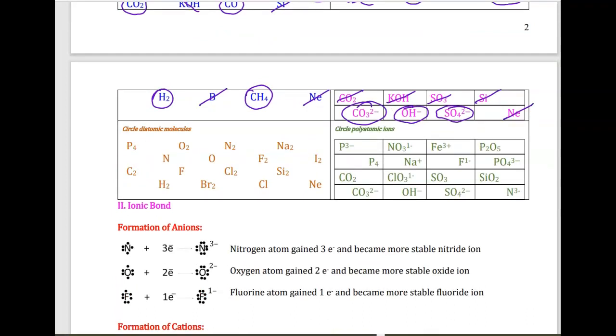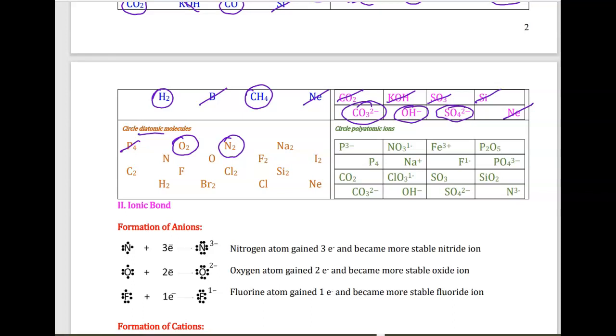The next one: circle diatomic molecules. Diatomic means we need to circle molecules with two atoms inside. So P4 is not diatomic. O2, yes, it is diatomic. N2, yes, it is diatomic. Na2 is diatomic, but it's not molecular because of sodium, because it's a metal. Okay, I2, yes. F2, yes.